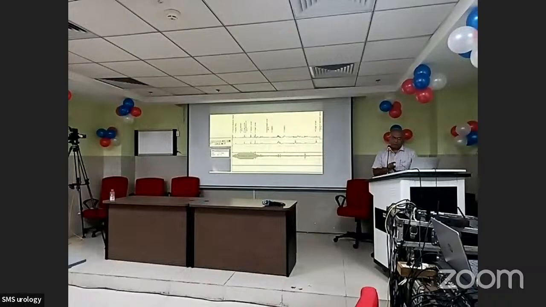We have to correlate this with the functional bladder capacity which we have already seen in the voiding diary. If it doesn't match, and at some point the patient is able to hold more urine, we are supposed to repeat the study.